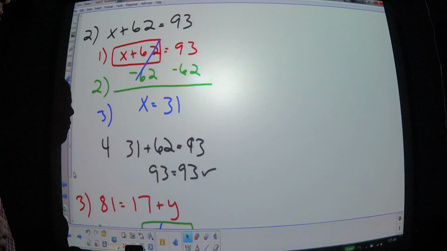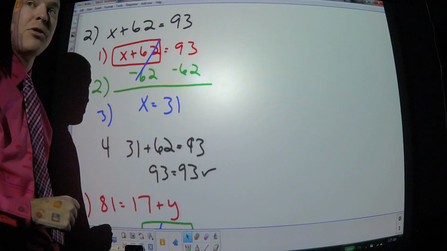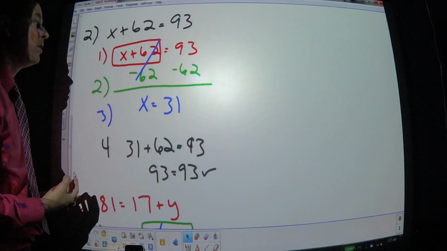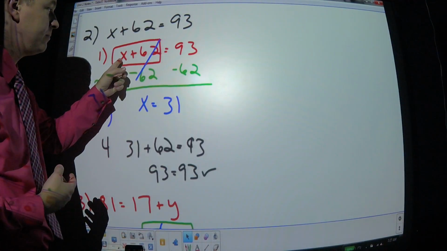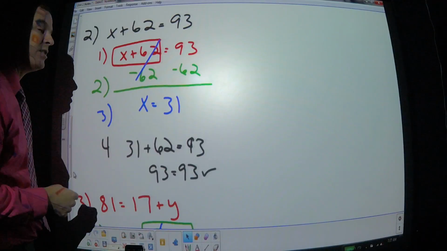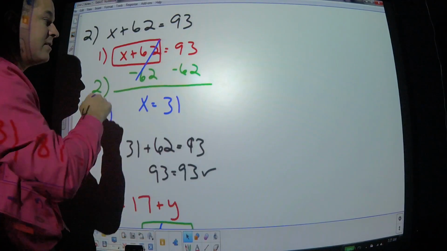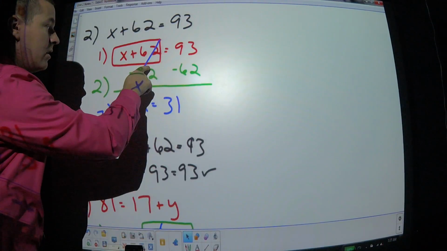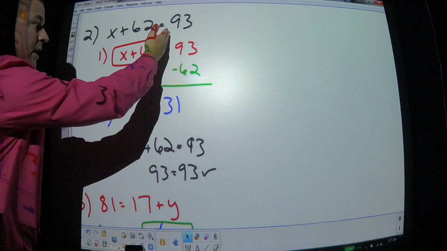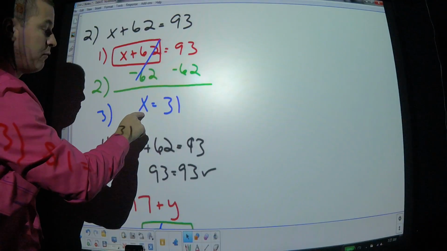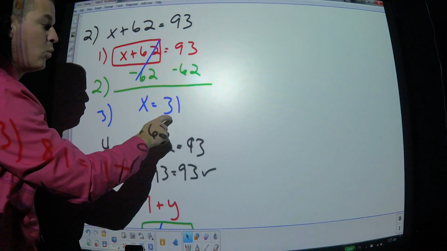Problem 2. Going to go through the exact same steps. You've got x plus 62 equals 93. We need to identify in step 1 the side with the variable. It's right here because here's the variable. Since this is addition, we need to do the inverse operation, so subtract 62 from both sides. 62 on this side, subtracting 62 on that side. 62 minus 62 is 0, so you're left with just x equal to 93 minus 62, which is 31.